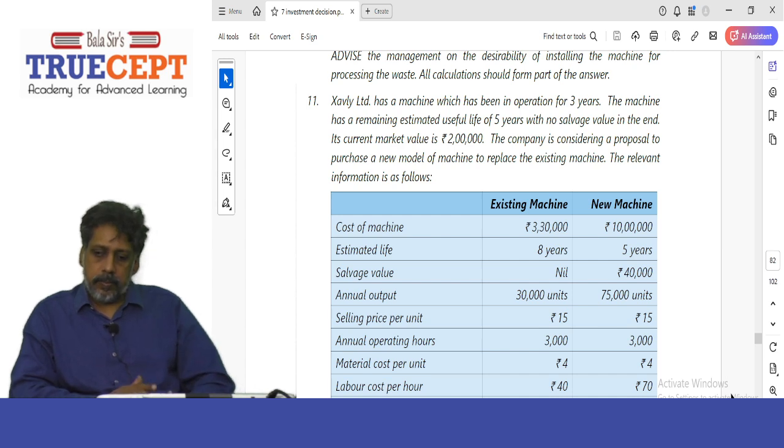So Zavli Limited has a machine which has been in operation for 3 years. The machine has a remaining estimated useful life of 5 years with no salvage value in the end. Its current market value is 2 lakh rupees. The company is considering a proposal to purchase a new model of machine to replace the existing machine. The relevant information is as follows.